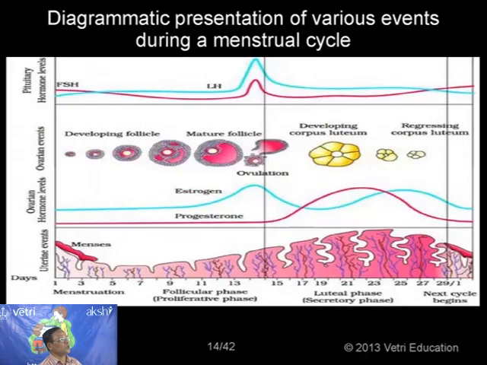Now let's see what the various events are during a menstrual cycle, representing the various levels of hormones, both the ovarian hormones as well as the anterior pituitary hormones, and also what is happening in the ovary. The middle of the diagram represents what is happening in the ovary, and here is what is happening in the uterine endometrium.